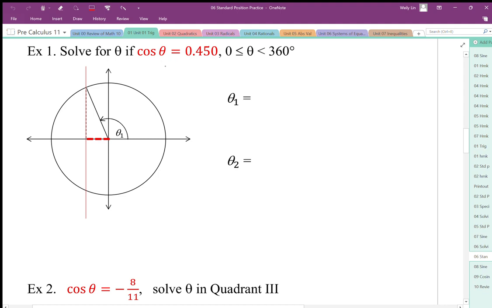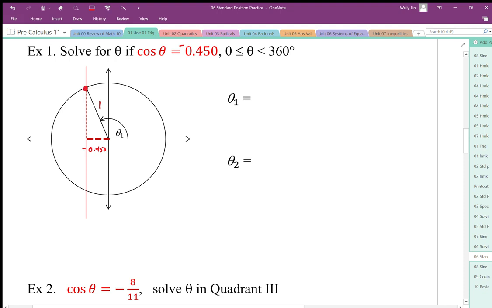That means that the horizontal, because cosine goes with x or horizontal, the horizontal positioning is going to be, in this case, it should have been negative 0.450. So I've got negative 0.450 along the x, and then along the hypotenuse or radius is a ratio of 1. So there's my positioning in here.